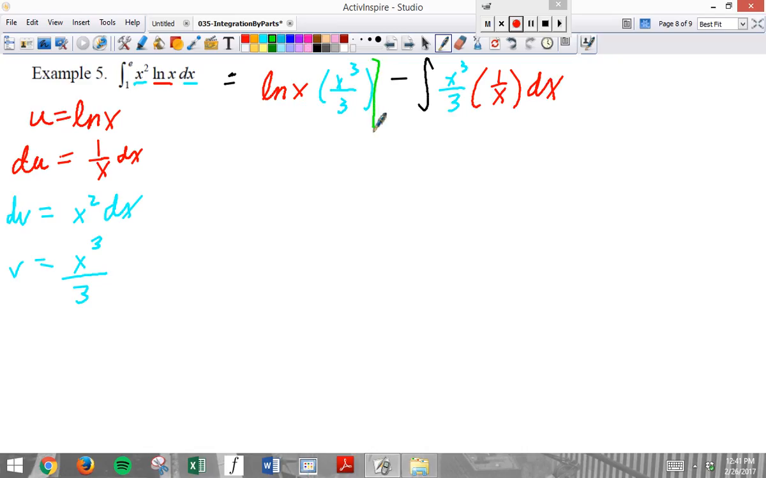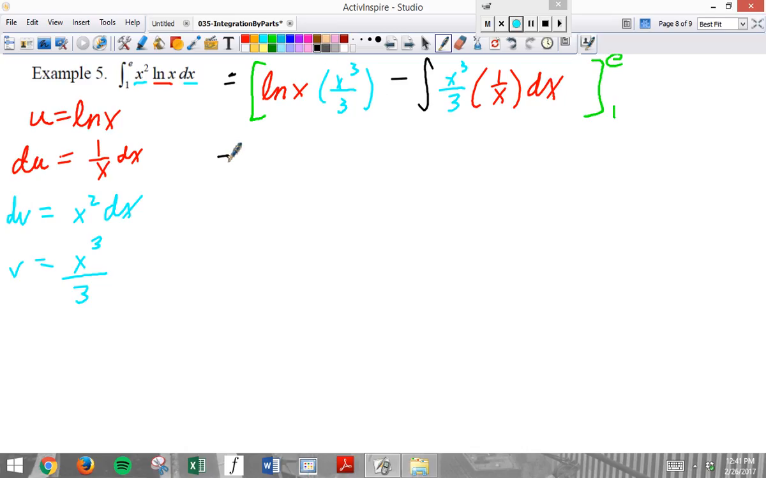Either you remember to do it here and here. And I don't like that. I do not like that. I think it's messy and easy to forget. So just remember, this is always going to be acceptable. You can just do it once on the outside. We're evaluating this whole thing from 1 to e. Whatever is going to spit out, we're evaluating it from 1 all the way up to e.